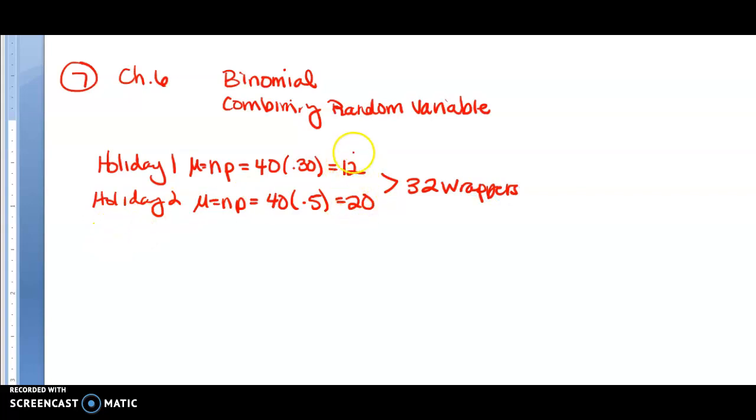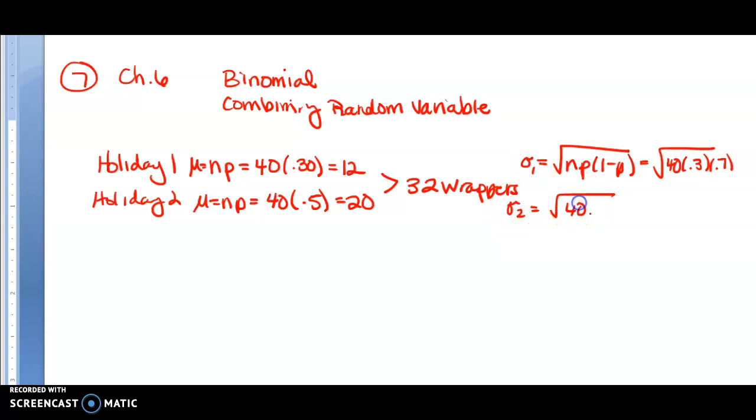And it's easy to combine random variables for means. You just add their means. If you're talking about their standard deviations, the standard deviation for holiday 1 is, again, binomial, so it's the square root of n times p times 1 minus p, which would be 40 times 0.3 times 0.7. Again, the standard deviation for holiday 2 is the same thing, 40 times 0.5 times 0.5.